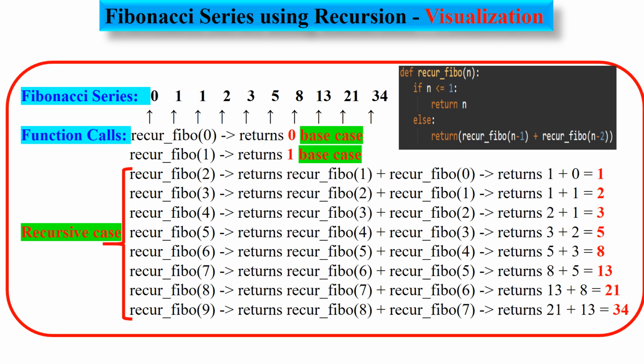In the next step, 2 plus 1 is equal to 3. In the next step, 3 plus 2 is equal to 5. In the next step, 5 plus 3 is equal to 8. In the next step, 8 plus 5 is equal to 13. In the next step, 13 plus 8 is equal to 21. In the last step, 21 plus 13 is equal to 34. The sequence of function calls, following the recursion logic, calculates each Fibonacci number by summing the two preceding terms until the desired position is reached, giving us the Fibonacci series from 0 to 34.